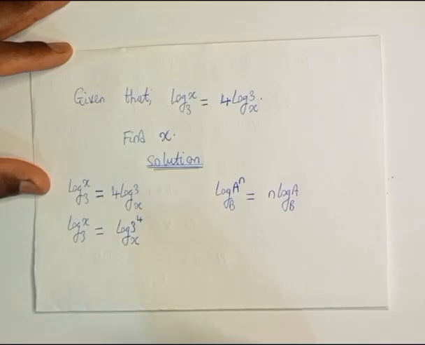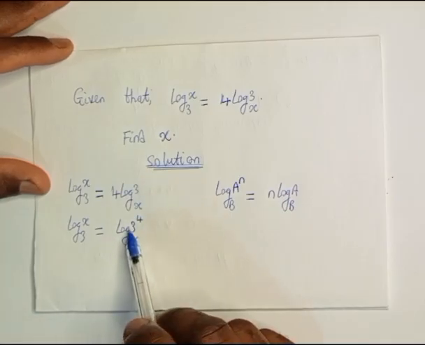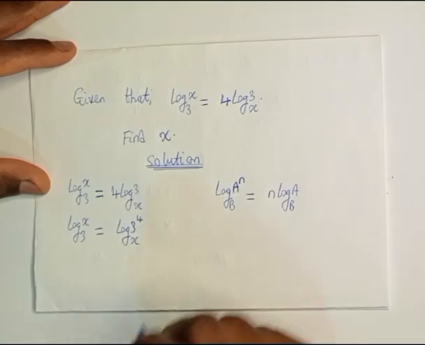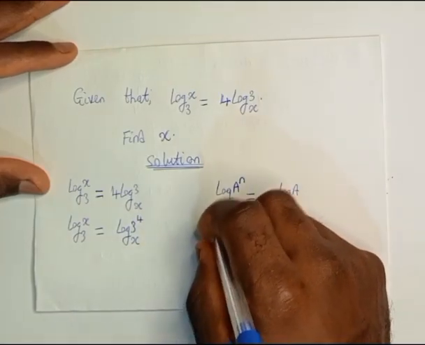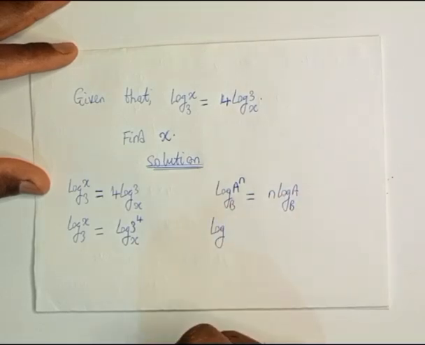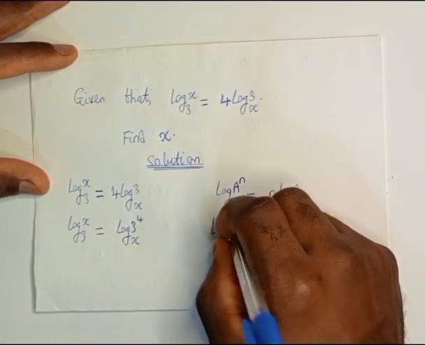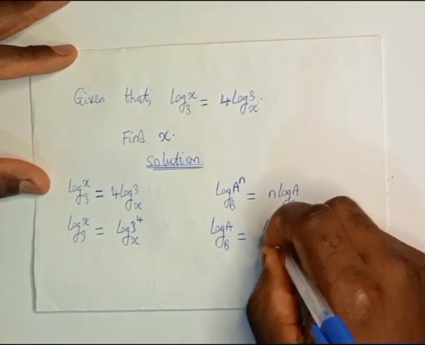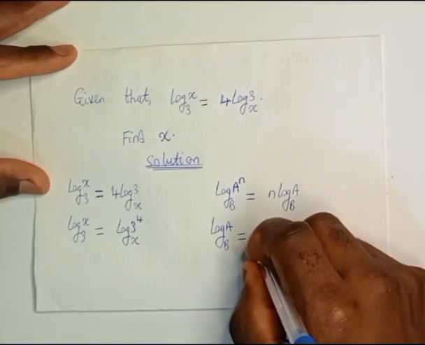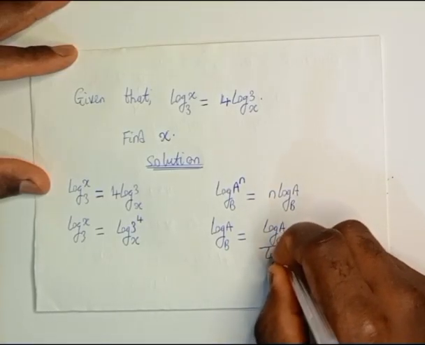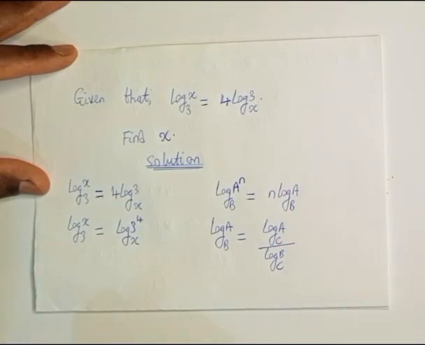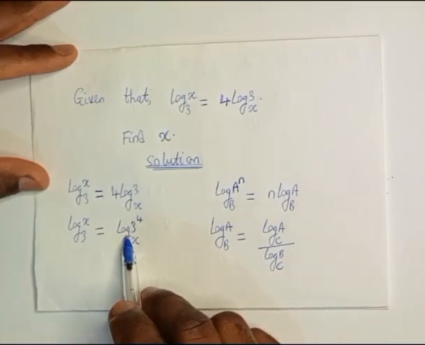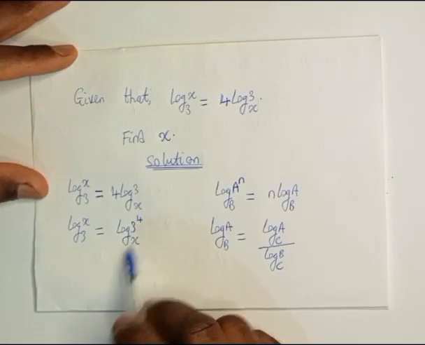Next step, we are going to change the base of log 3 to the power 4 base x to a new base of 3. We know that changing the base of a logarithm, we are given the log of a to the base b, and we have to change the base to a new base c. This will simply be equal to the log of a base c divided by the log of b base c. We are going to apply this formula to change the base from x to a new base of 3.